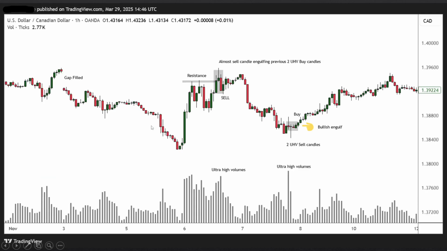Okay, so this is the simple strategy. Whether it is a two candle, a three candle, a four candle or a five candle box, you need an engulfing pattern which is actually closing beyond the ultra high volume box. Okay, that's important, and you just need to sell or buy on that.